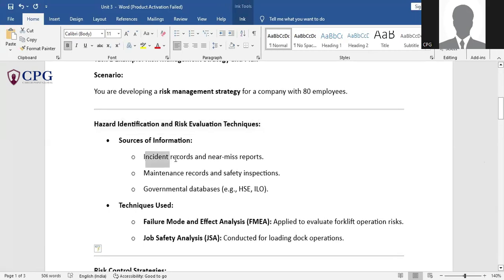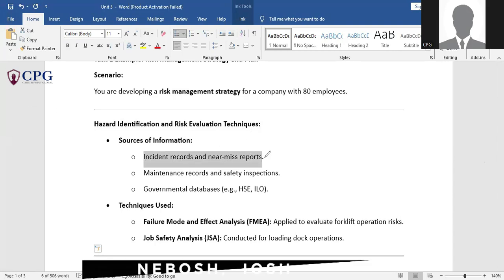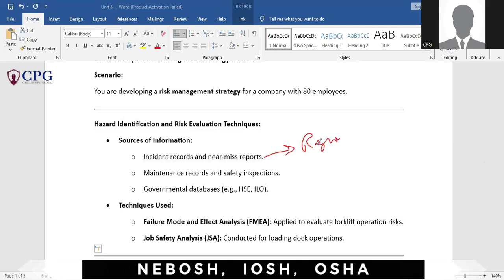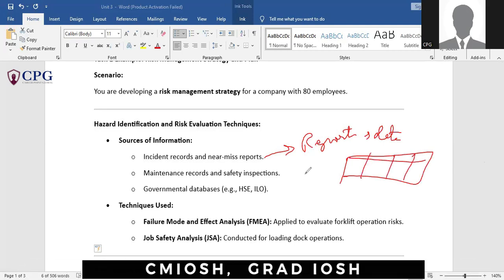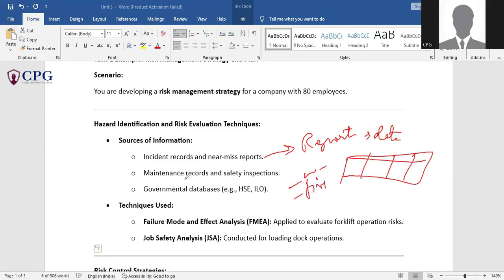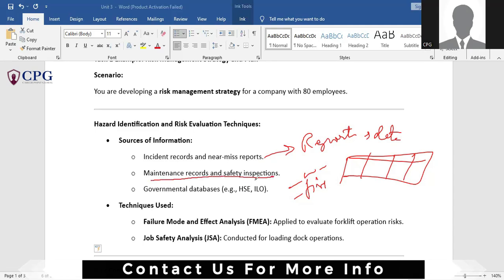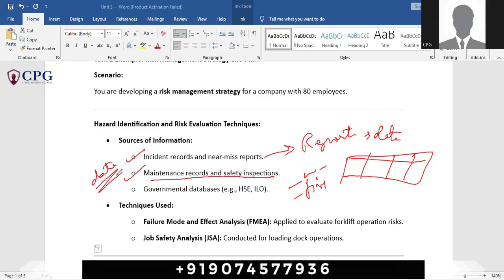You have to identify the accident records and near misses. You have to take the accident reports and give data. Tabular data you can give. See, this many accidents have occurred. Out of that, this many work at height accidents have occurred. Out of this, this many fire accidents have occurred. Then maintenance records, etc. You can give data of your company, which is very important.